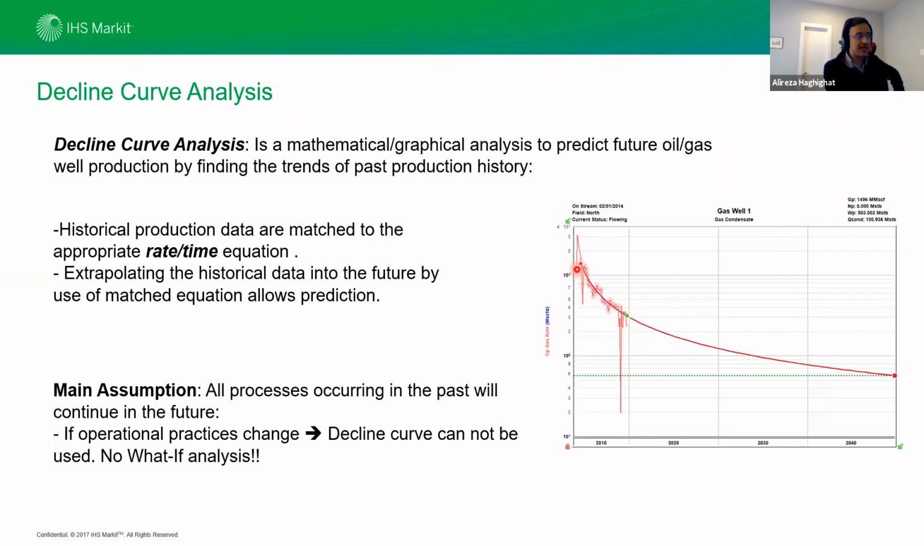whatever process that occurred in the past should continue in the future regarding the fluid flow in the porous media and production operation. For example, if you are not injecting any gas in your well and you are going to inject gas in the future, you are not able to use decline curve analysis. So whatever happened in the past should remain the same in the future. If you are going to change anything, you cannot use decline curve analysis. So that's why you are not able to use what-if analysis with decline curve analysis.